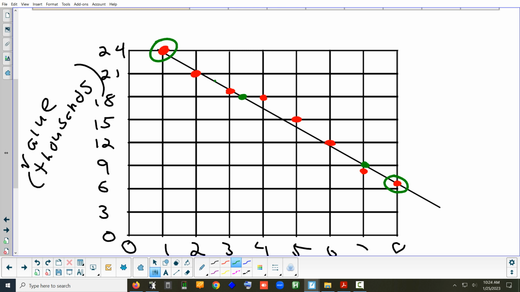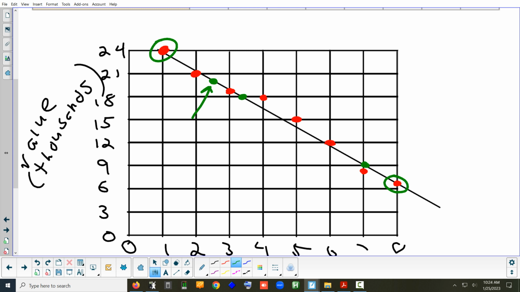Don't pick a point like this, the one that it's pointing to with the green arrow. That's a good point because it's on the line. But the problem is, how are you going to figure out the value of it? That's like 2.5, and then it looks like maybe 20. That's too hard to figure out. Find 2 points that are on the line that are easy.